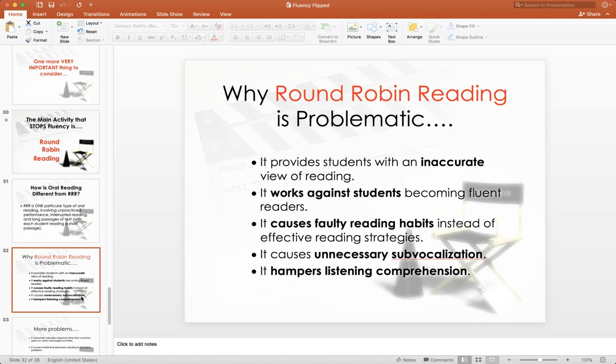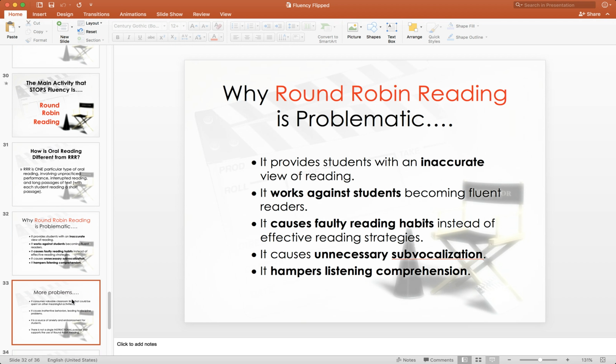It causes unnecessary sub-vocalization, and that's just a big word for saying that children are constantly trying to pronounce and articulate those words in ways that aren't necessary in order to comprehend the story, and it hampers listening comprehension. If you've ever been in a round robin reading situation and you've been asked to read on the spot, you're usually not paying attention to what other people are reading. You're just paying attention to how you sound, and that's why it hampers listening comprehension.